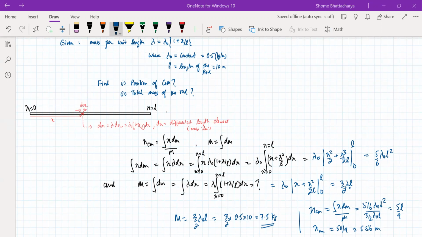So very good, Parv, your answer was correct. Akshat, it's correct for total mass. Just check the calculation for XCM once. Okay.